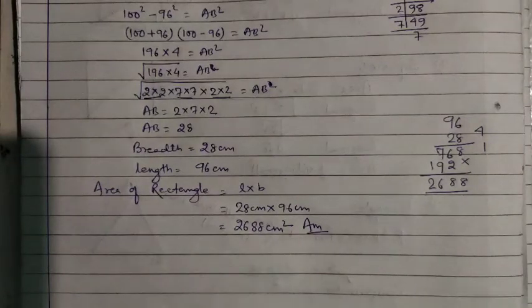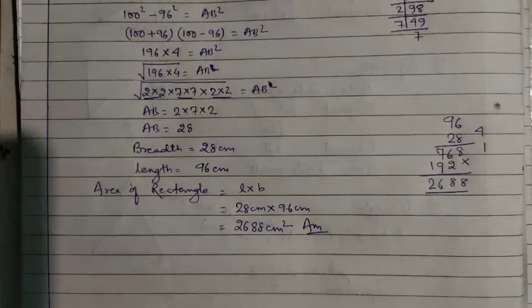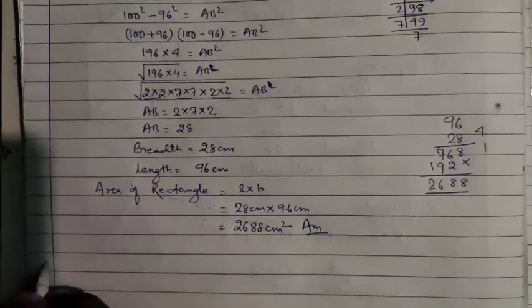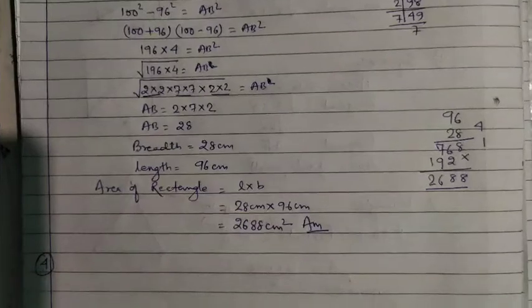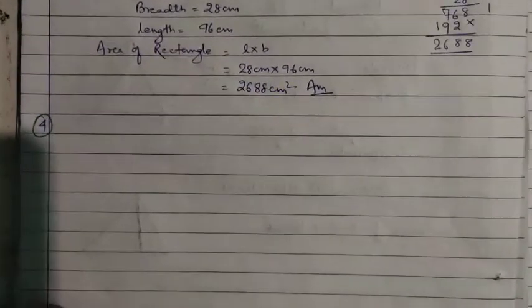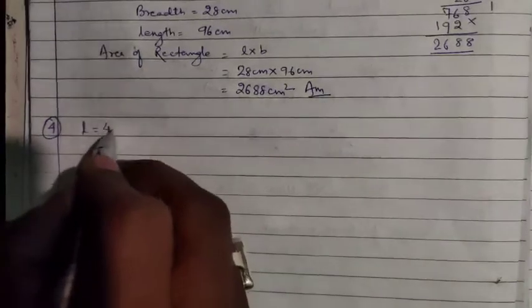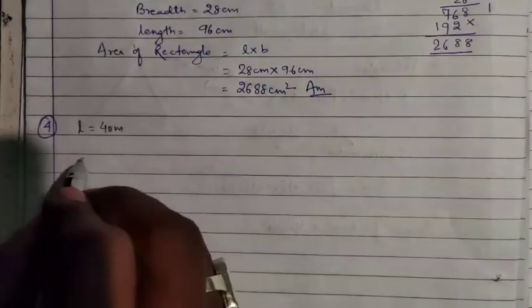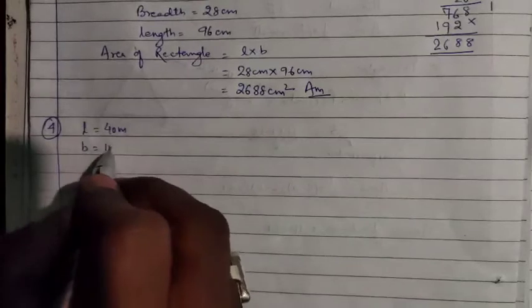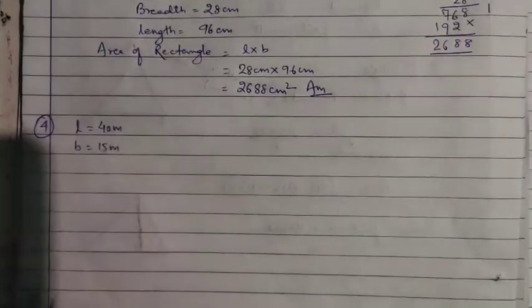Now the next question which we are going to see is question number 4. Question number 3 you have to do on your own. Question number 4 we are going to see. Question number 4 is saying a floor is 40 meter long. It means length is given as 40 meter, and 15 meter broad. Breadth is given as 15 meter. Length and breadth are known.